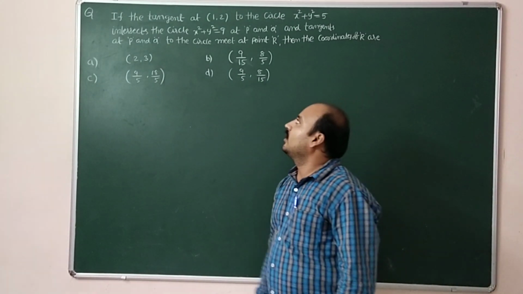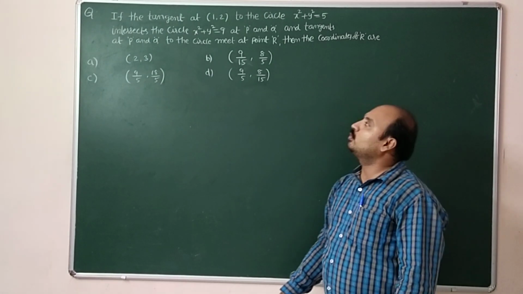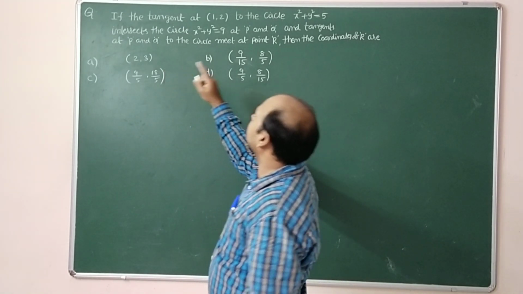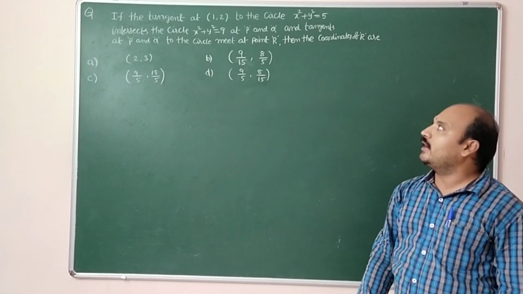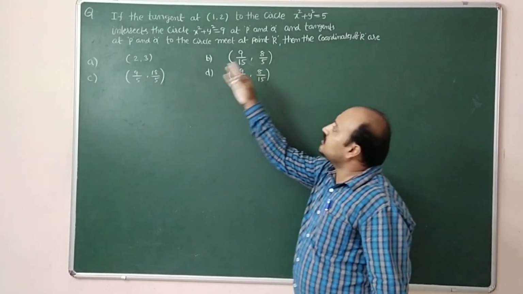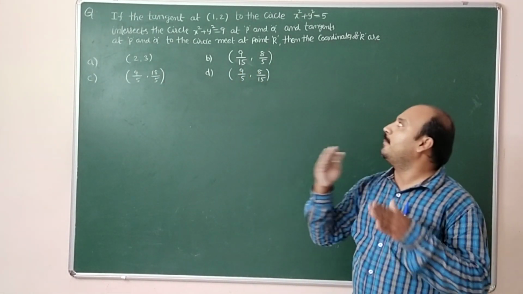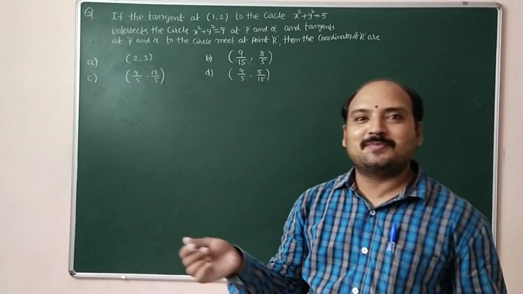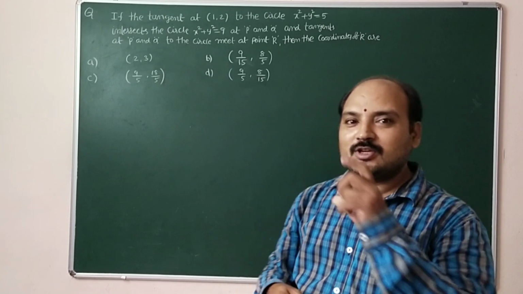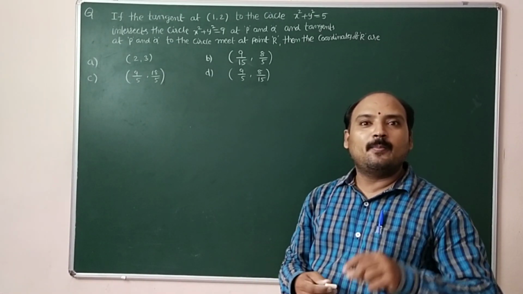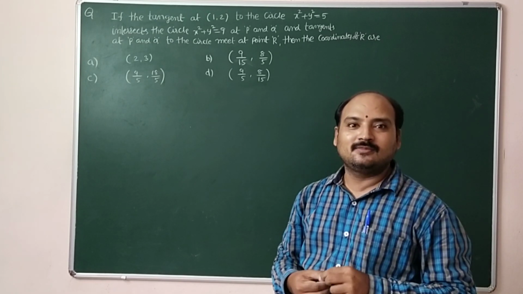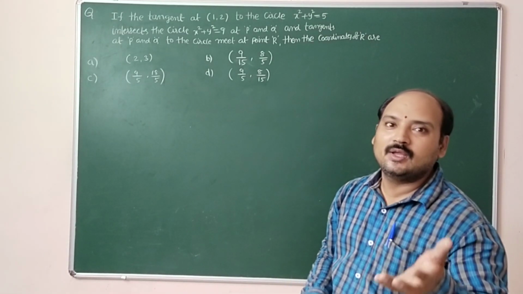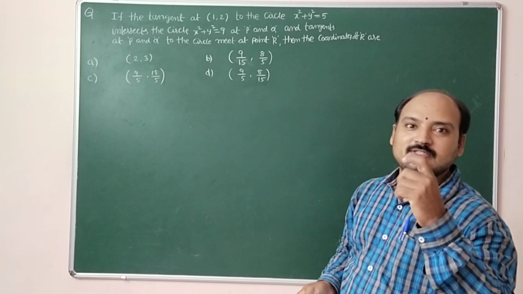The next question. If the tangent at (1, 2) to the circle x² + y² = 5 intersects the circle x² + y² = 9 at P and Q, and tangents at P and Q to the circle meet at the point R, then find the coordinates of R. Did you expect this? Which concept is it related to? This is related to the pole and polar concept, chord of contact as well as pole.